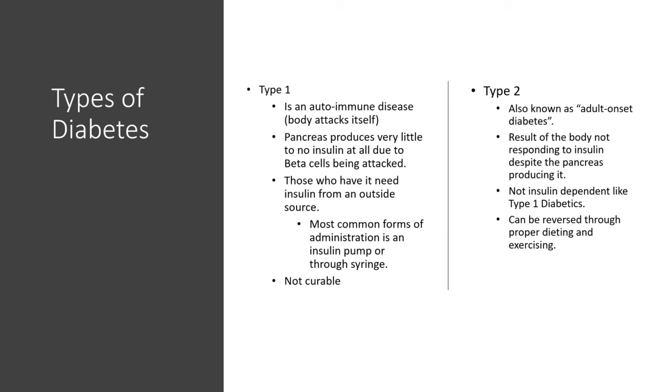Type 2, this one is known as adult onset diabetes. This one is due to poor lifestyle choices, sedentary behavior, poor dieting habits, basically an accumulation of poor habits. This one is the result of the body not responding to insulin despite the pancreas making it. This is because insulin sensitivity is almost non-existent, so it doesn't matter how much your pancreas is making. This one, unlike type 1, is not insulin dependent, so you don't need outside sources of insulin if you have type 2. And lastly, this type 2 can be reversed through proper dieting and exercising, as we'll see later in this presentation.